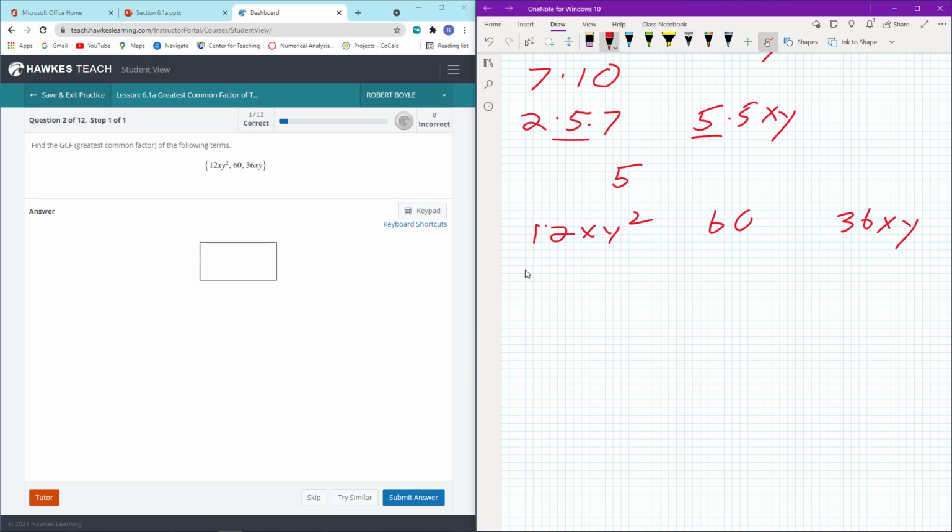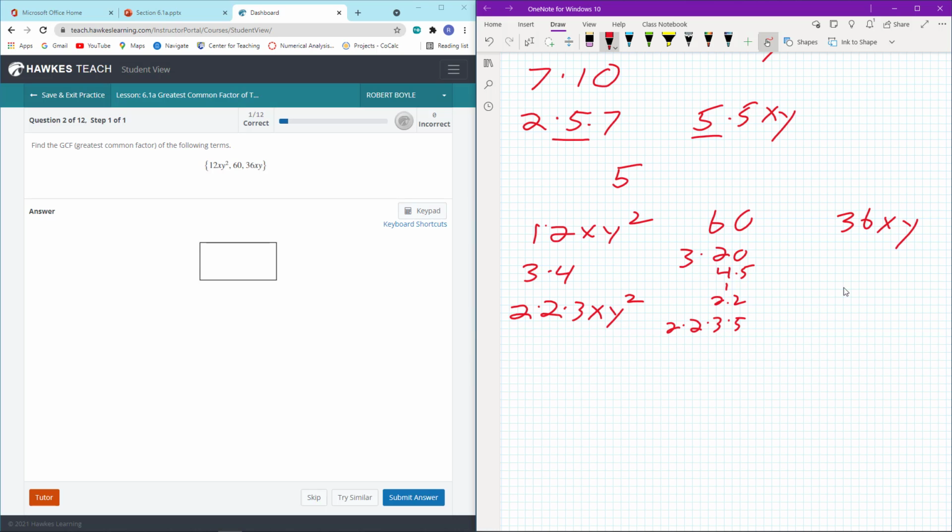If you want to do the prime factorization of 12, two factors of 12 are 3 and 4. 3 is a prime number, 4 is not, but that can be factored into 2 times 2. So, 2 times 2 times 3, xy squared. Okay, the 60 can be factored into 3 times 20. The 20 can be factored into 4 times 5. And the 4 can be factored into 2 times 2. So that would give me 2 times 2 times 3 times 5.